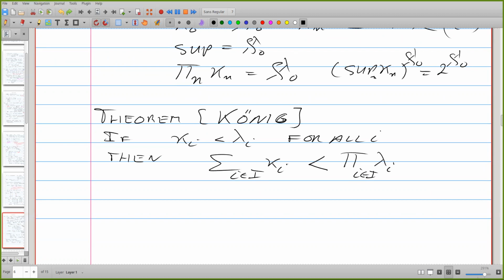If you have a family of cardinal numbers, so I have an index set I, and cardinal numbers kappa_i and lambda_i for every individual i, and I know that each individual kappa_i is strictly less than each individual lambda_i, then the sum of the kappa_i's is strictly less than the product of the lambda_i's.